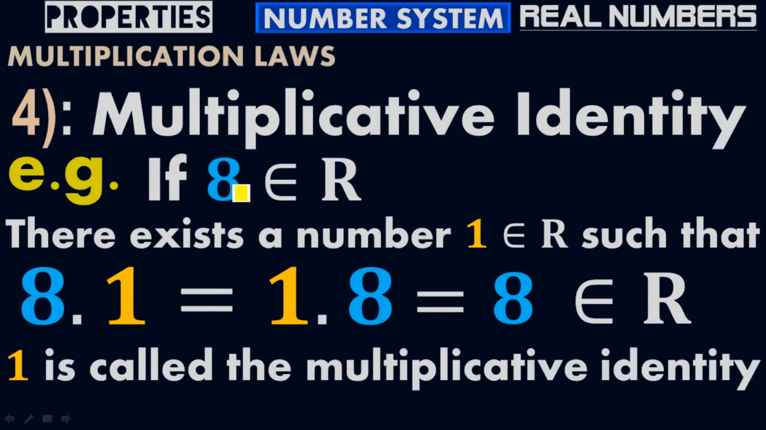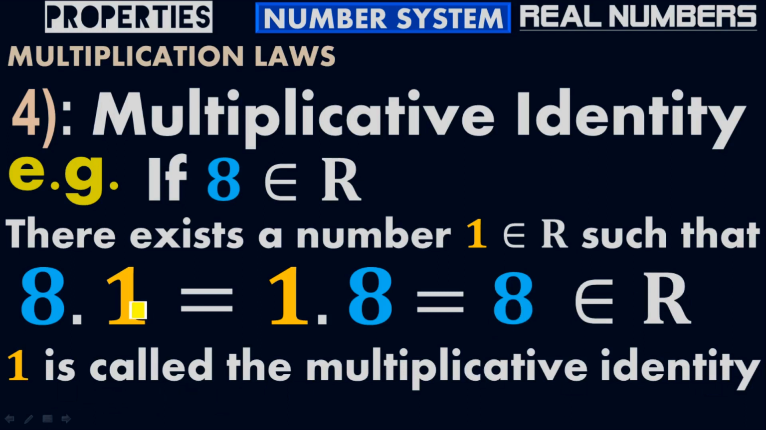If I plug in a equals 8 here, what is 8? 8 belongs to the real numbers. 8 is any random value for a. There exists a number 1 which belongs to the real numbers as well. If we take its product on both sides, like 8 times 1 equals 1 times 8, it ultimately equals 8, because 8 times 1 is 8, 1 times 8 is 8. So finally it equals 8. What is 8? 8 belongs to the real numbers. Therefore this one is called the multiplicative identity.